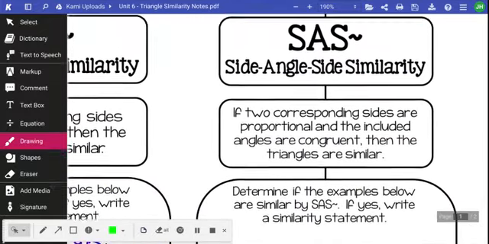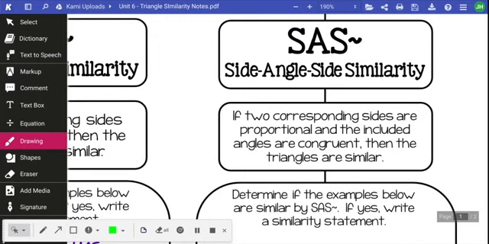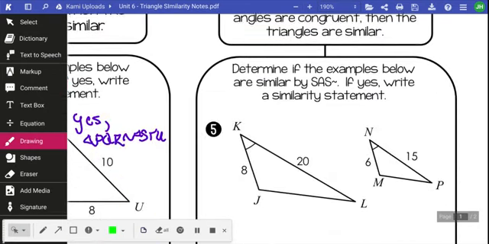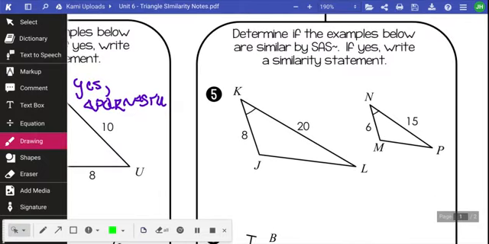The next one is side angle side similarity. And it says if 2 corresponding sides are proportional and the included angle, meaning between the sides, is congruent, then the triangles are similar. So sides proportional, angle congruent. So if you look at these, it's already set up where the angle is in between the sides that are given. So we just have to show that the sides are proportional.